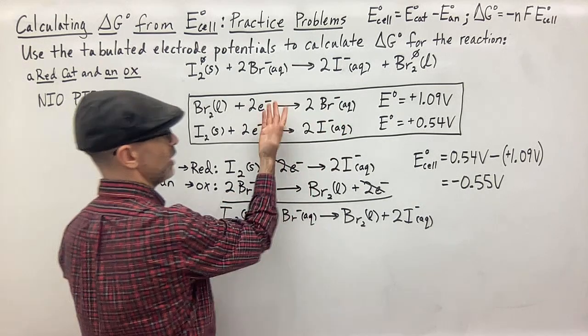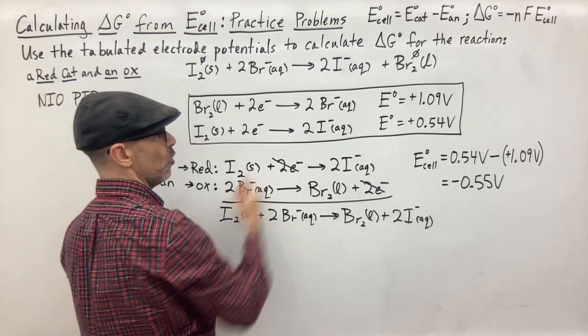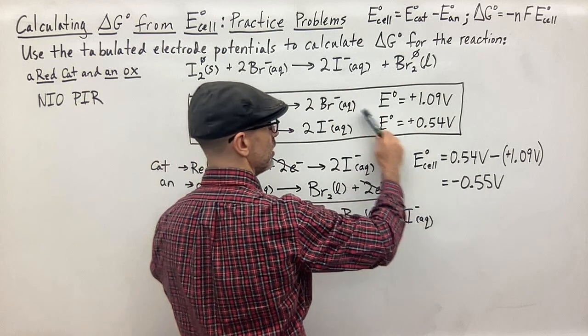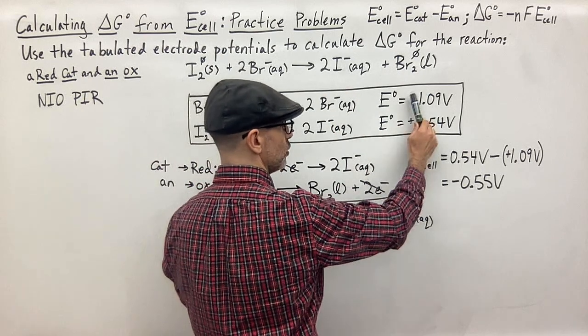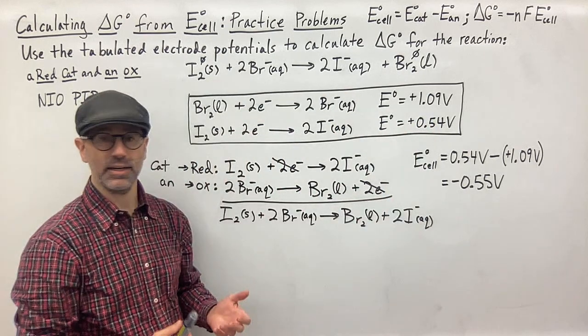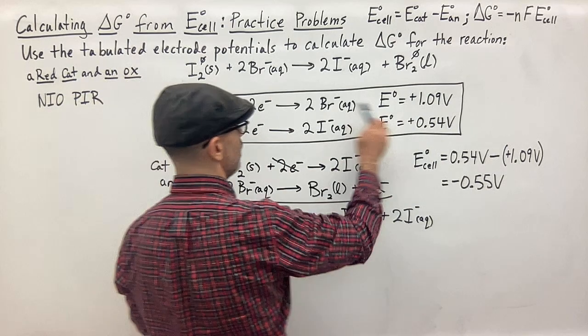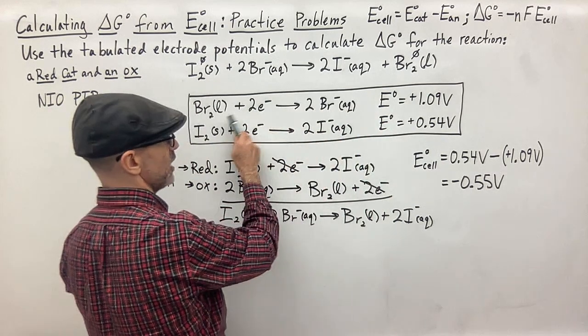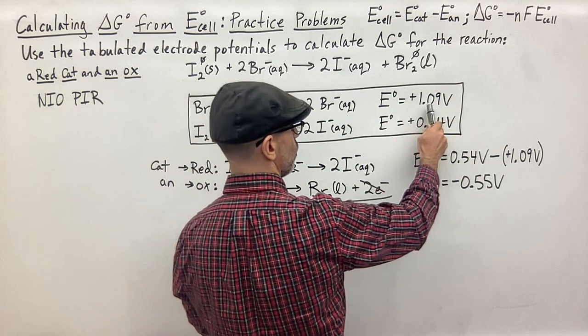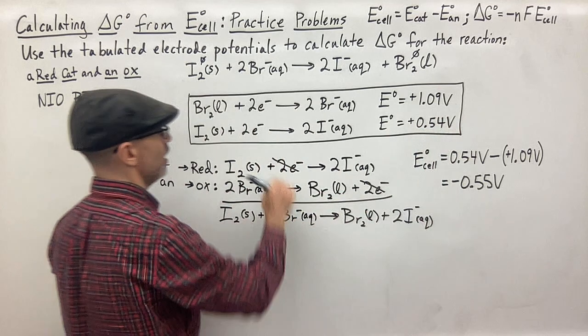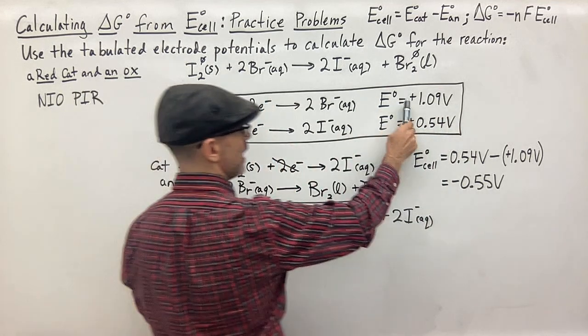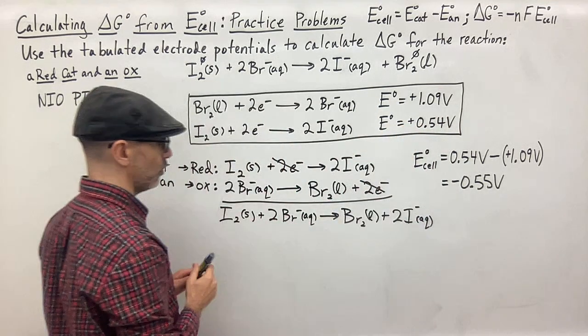So when you flip the reaction, what do you do with the standard electrode potential? You change the sign, right? So if this equation here is a positive 1.09 volts, then if I flip it, it's going to be a negative 1.09 volts.